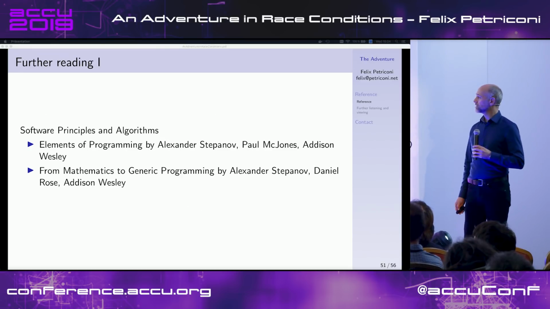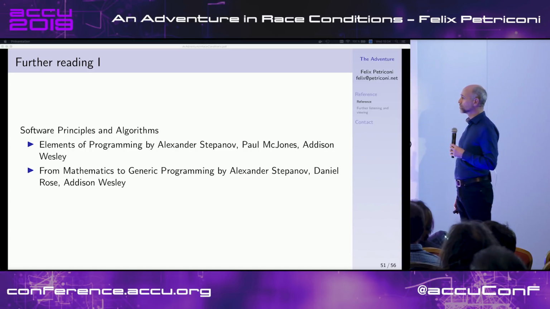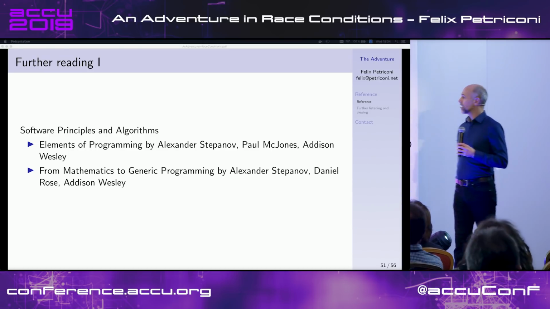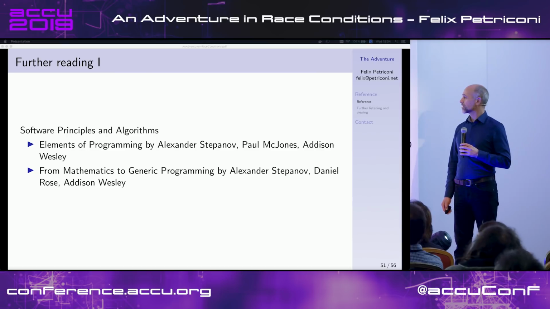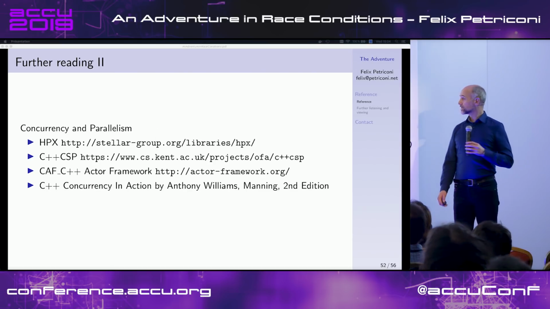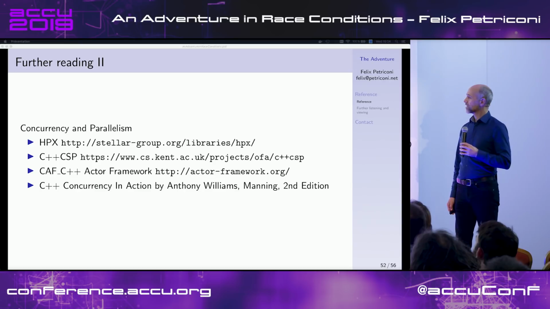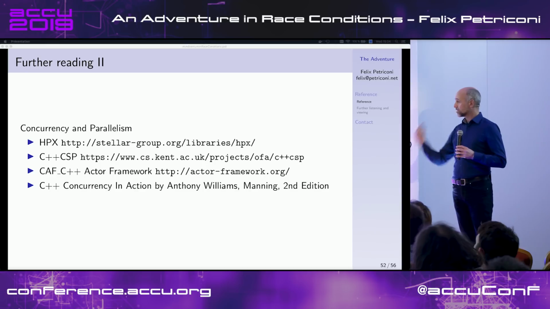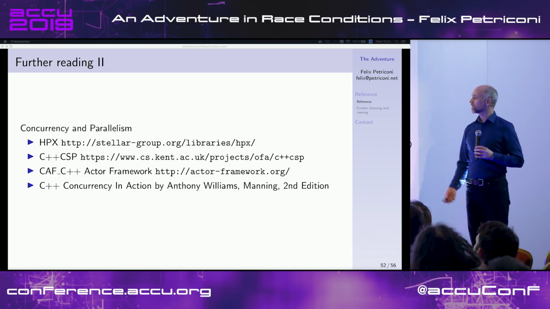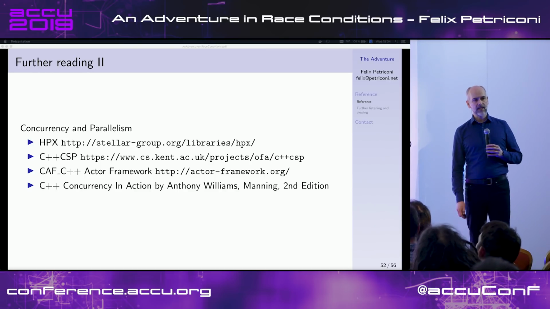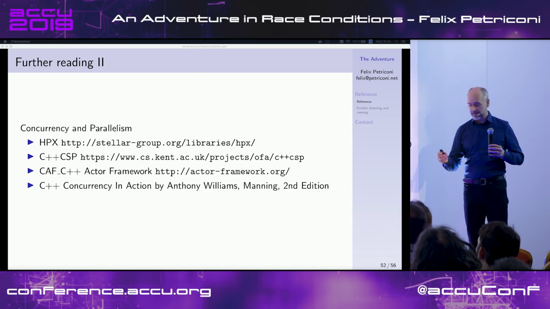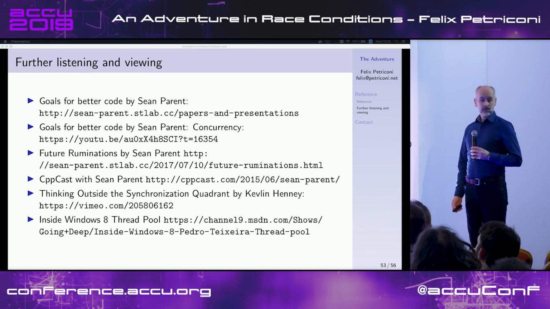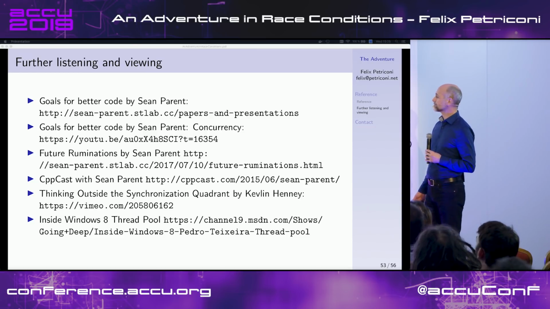For further reading, I think it's always good to read those two books, Elements of Programming, and the other one from Alexander Stepanov and Daniel Rose. Some other frameworks to look at: the HPX framework, another CSP library, an actor framework, and Anthony Williams' second edition book, C++ Concurrency in Action. But this is, in my experience, more of a low-level book than a high-level abstraction book, though others might see it differently.